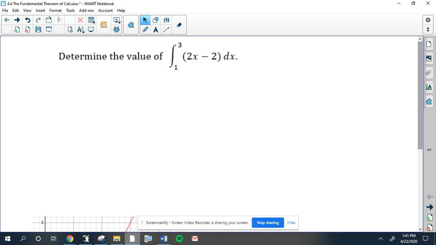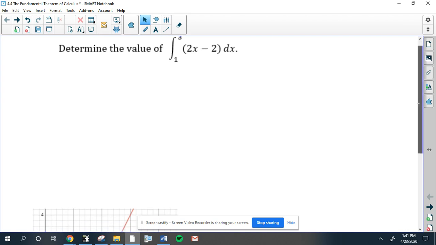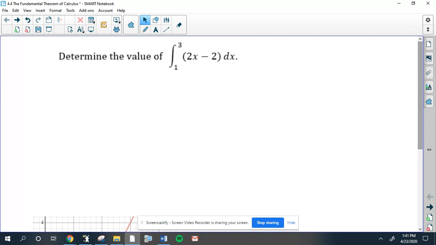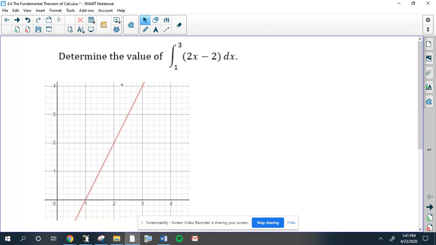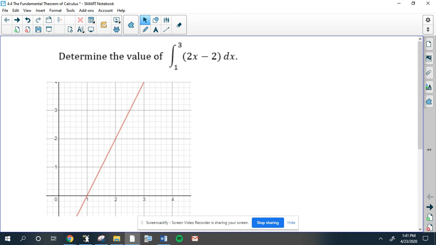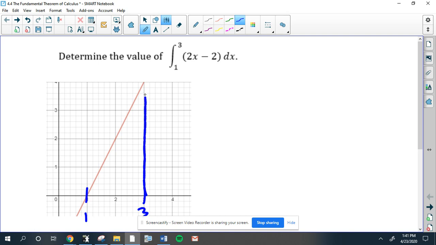If we can calculate the area, if this is non-negative, we have it. So it's an easy graph. The 2x minus 2 is just the line, y-intercept negative 2, slope 2 over 1. So that's what it looks like. We're going to integrate it from 1 to 3, meaning we're going to determine the area under the graph starting at 1, ending at 3. And it forms this nice triangle for us.